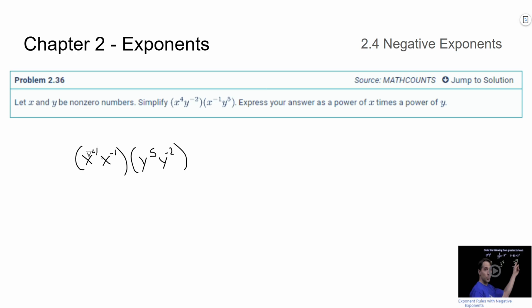Well, you know, if we multiply exponents with the same base, then we can add them together. So 4 plus negative 1. Well, adding a negative is the same thing as subtraction. So that would become 4 minus 1. So that would be x cubed. And this one here, 5 plus negative 2 would be the same thing as 5 minus 2. So that would be y cubed. And there we go. And again, go ahead and check out that video.